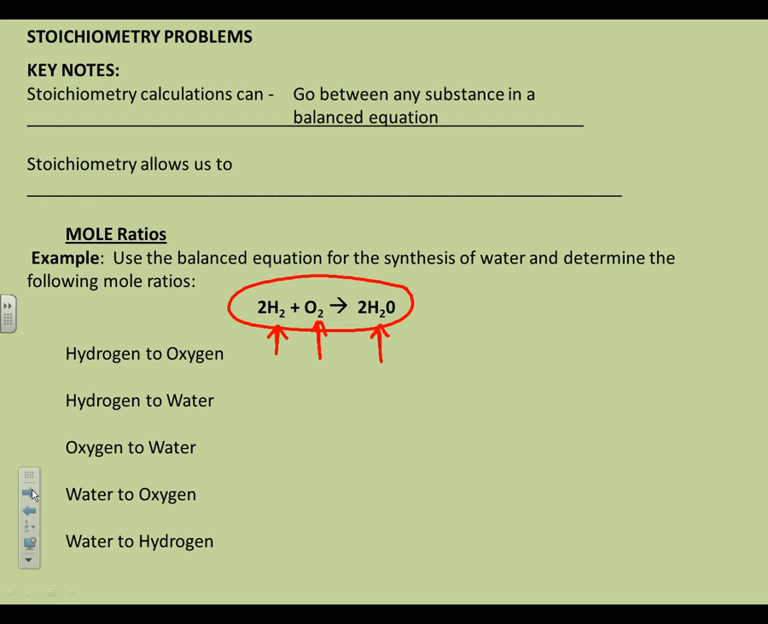Stoichiometry also allows us to predict theoretical yields. And we'll talk about what theoretical yields are later on in this unit. But right now, what we're going to do is some examples showing you how these mole ratios work.